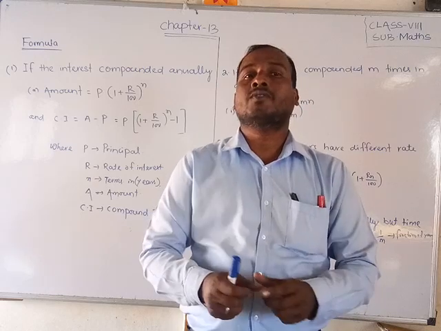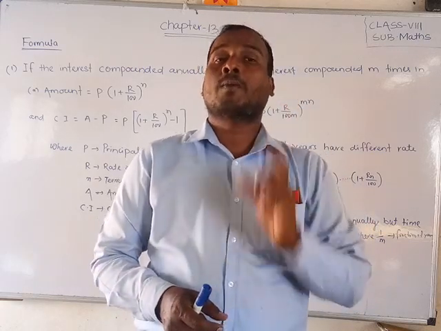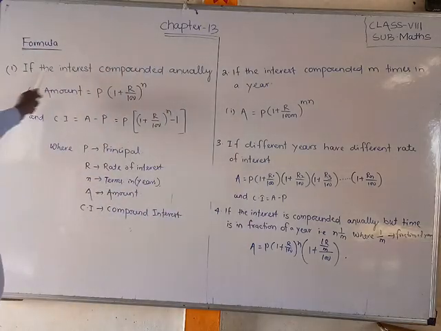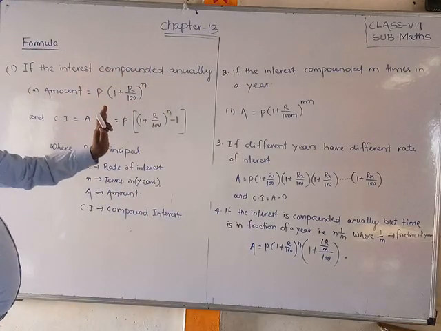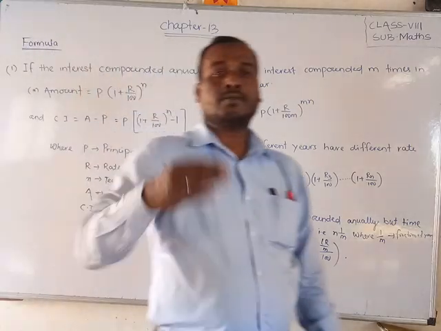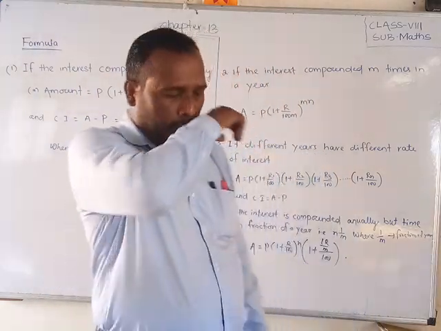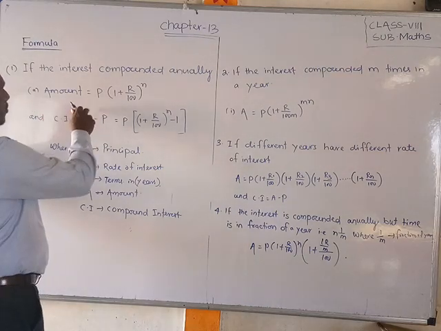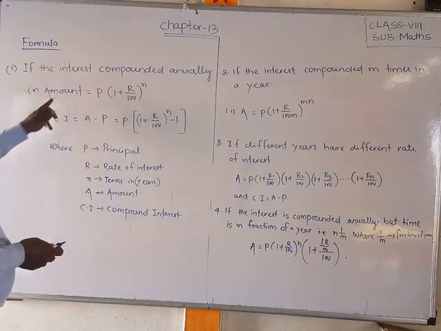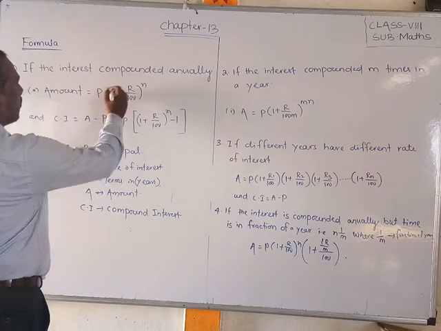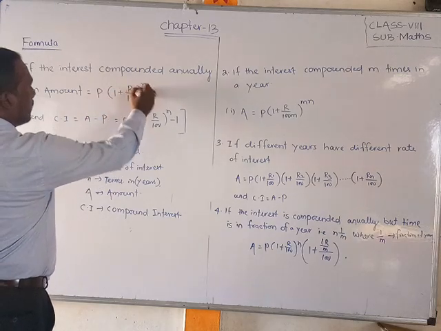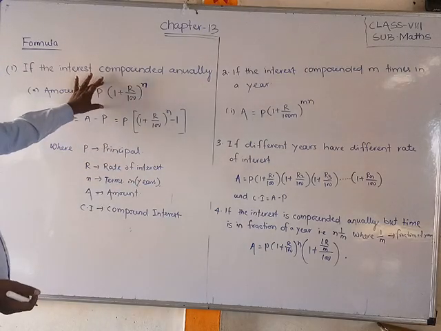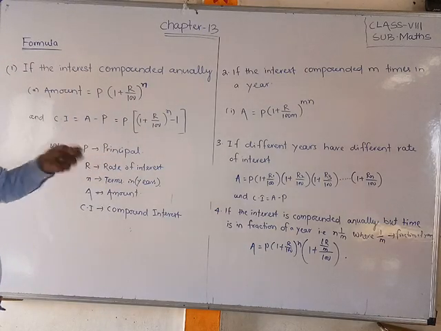But how can we find it directly? We will discuss the simple compound interest formula in this video. See students, if the interest is compounded annually, we find the interest at the end of every year. The formula: Amount A = P(1 + R/100)^n. If you use this formula, you can directly find the amount.